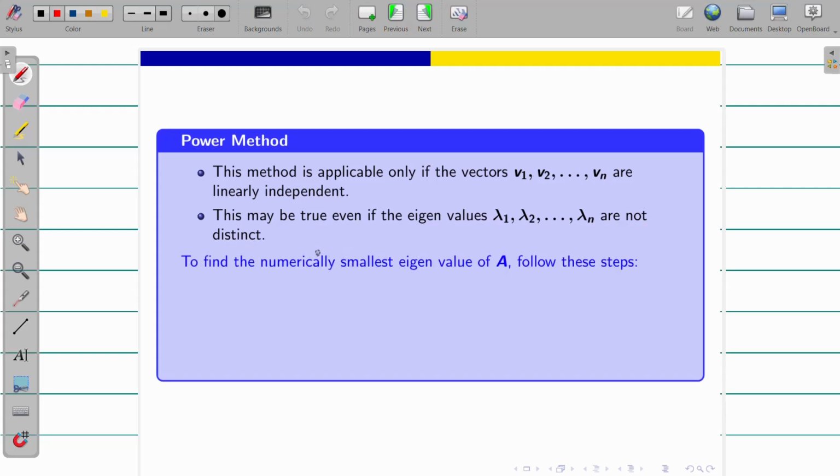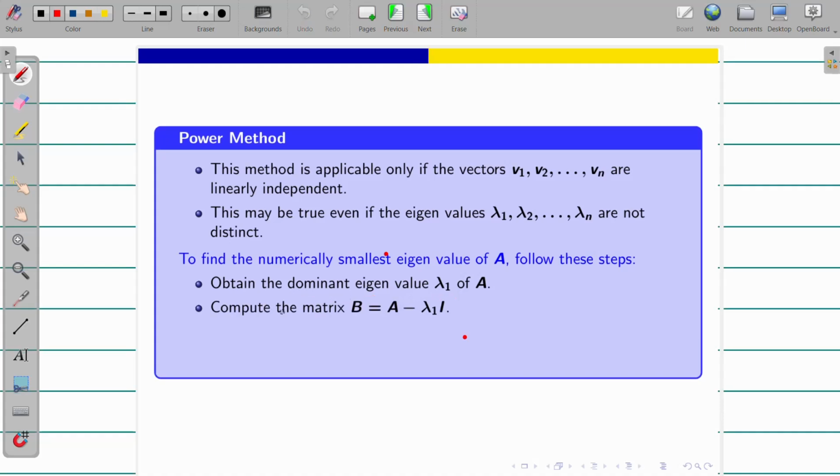Right. Now we'll tell you how to find the smallest eigenvalue. The smallest eigenvalue will help you find all the eigenvalues of the given matrix. They may ask this in the big question. We use the power method to find the dominant eigenvalue of A, but now we are going to find the smallest eigenvalue of A. What are the steps involved? First, find the dominant eigenvalue of A using the power method, the iterative process. Right. Next, compute the matrix.